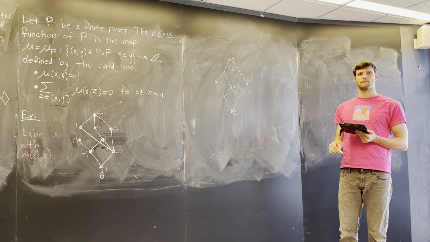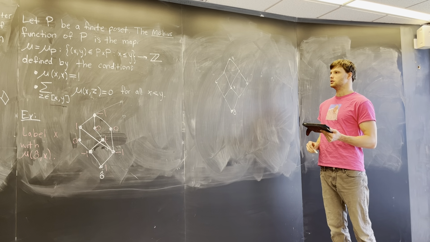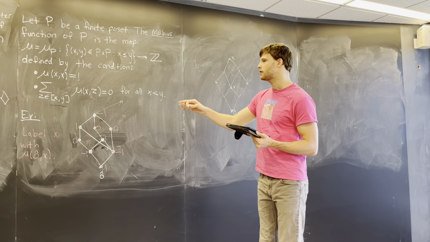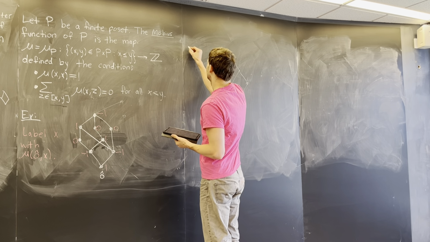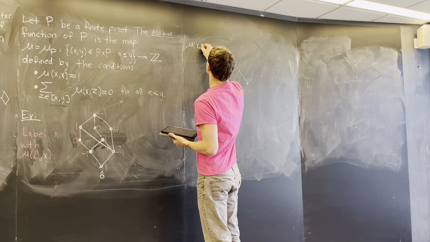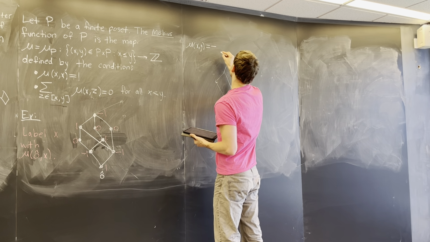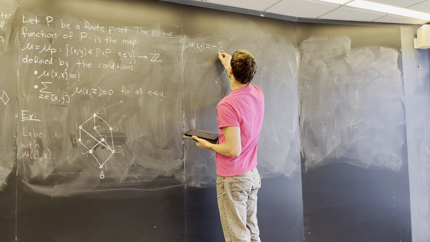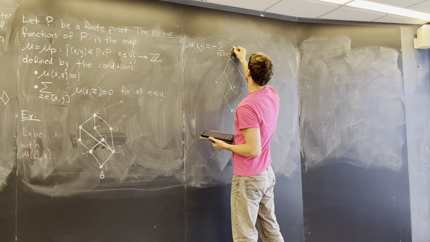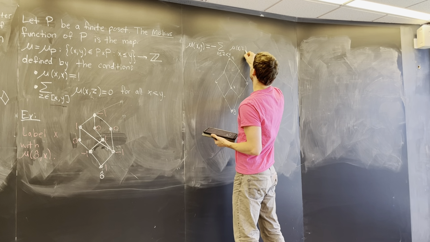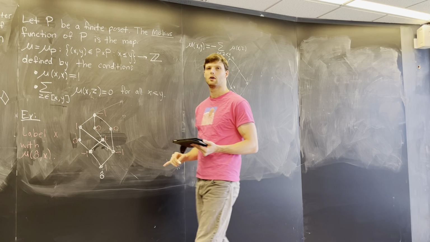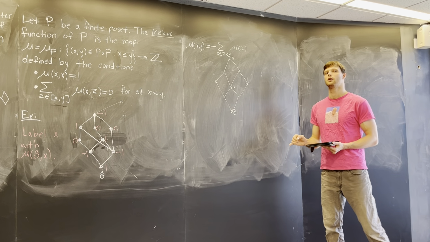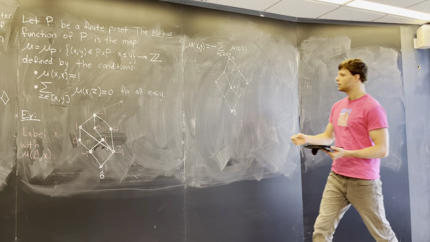I guess another way you could write this is, if I just rearrange this equation, I'm saying mu of x comma y is the negative of the sum over all z satisfying x less than or equal to z strictly less than y of mu of x comma z. That's just a different way of rewriting this. Does that make sense? Yeah. Okay.